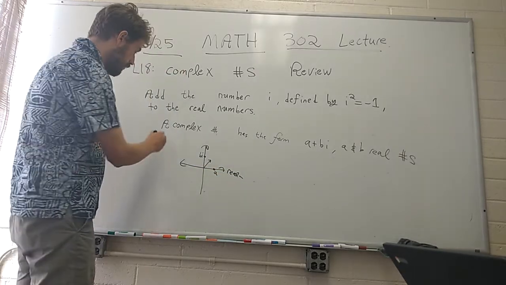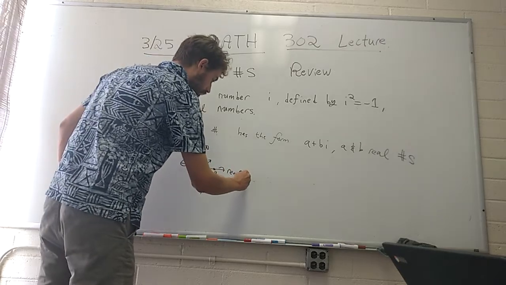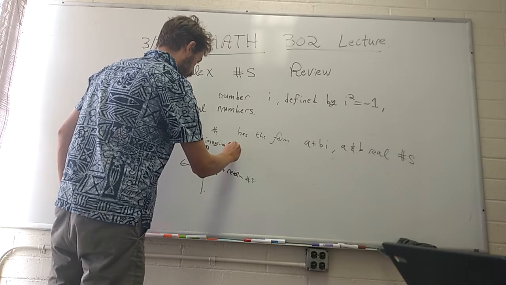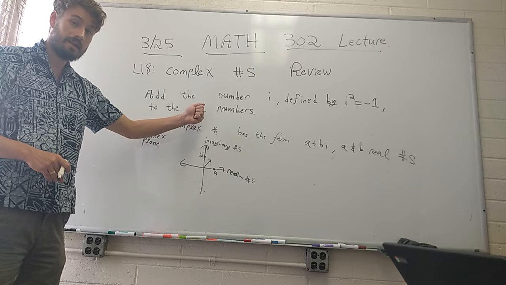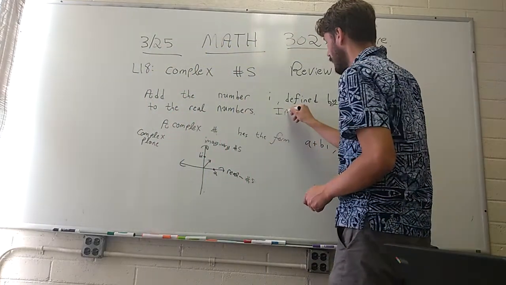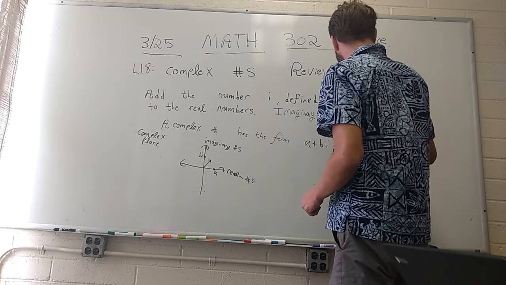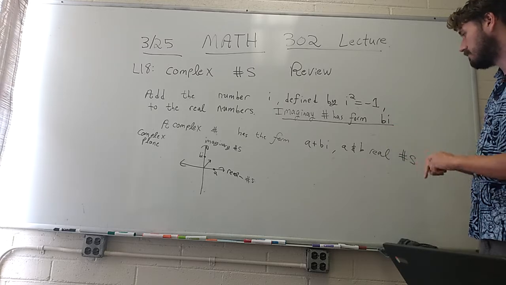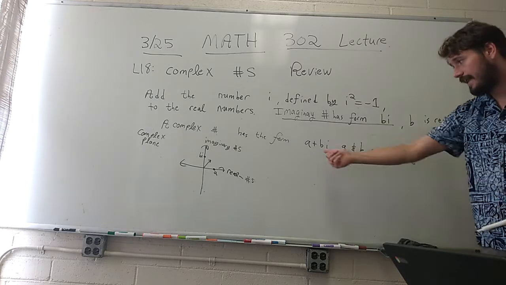You can visualize this on what's called the complex plane. On the complex plane, you have the real numbers, and you have what are called imaginary numbers that run perpendicular to the real numbers. An imaginary number has the form b times i, where b is just a constant. So a complex number really just means you're adding a real number to an imaginary number.